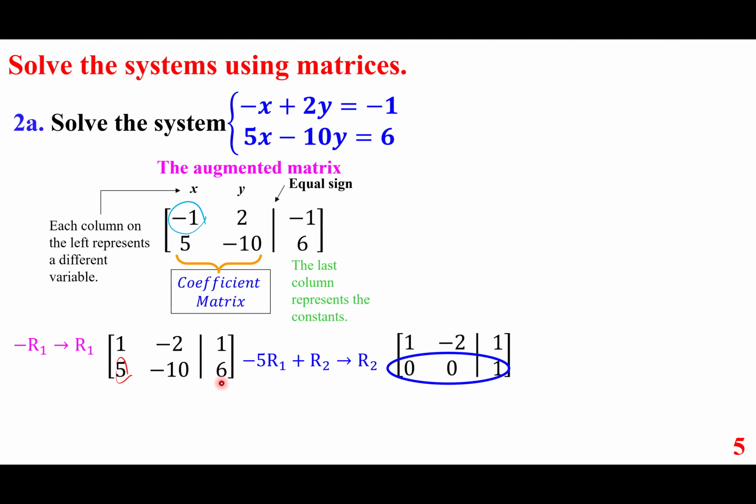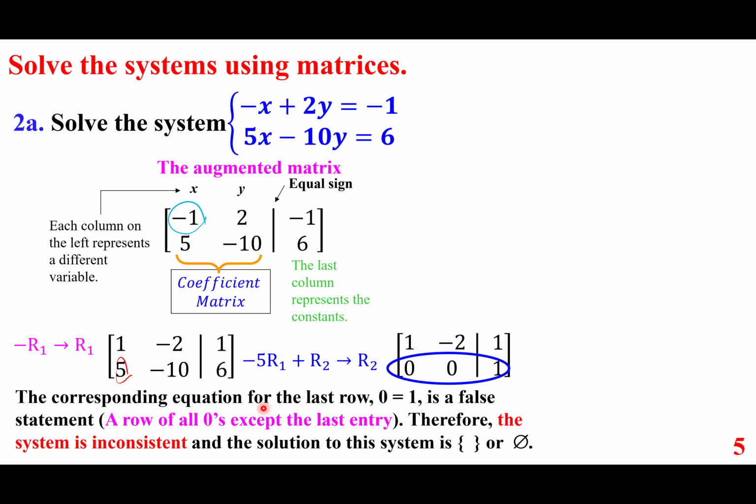Here's what happens when a row is all zeros except the last entry. The corresponding equation for the last row is 0 equals 1 because this is 0x plus 0y equals 1. This one, everybody, 1x minus 2y equals 1, which is a false statement. A row of all zeros except the last entry, therefore, the system is inconsistent and the solution to the system is an empty set.